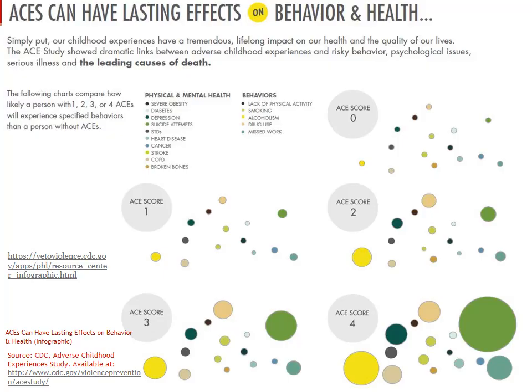This graphic is taken from the CDC's ACEs Resource Center. The point of this graphic is to compare how likely a person with 1, 2, 3, or 4 ACEs will experience certain negative physical and mental health outcomes or engage in certain unhealthy behaviors as compared to a person without any adverse childhood experiences. So if you look in the upper right corner, this is the data for people with self-reported ACE scores of 0. They had none of the adverse childhood experiences.